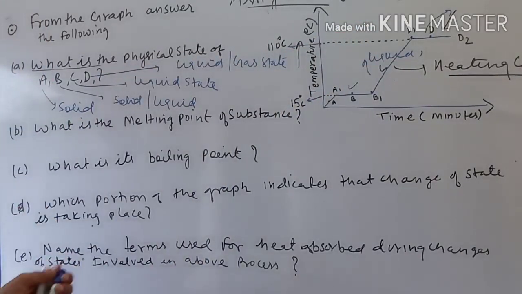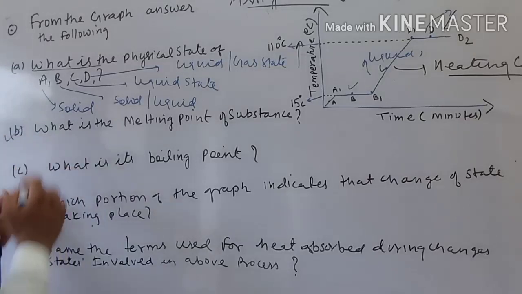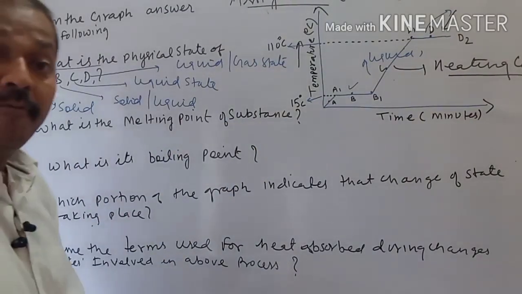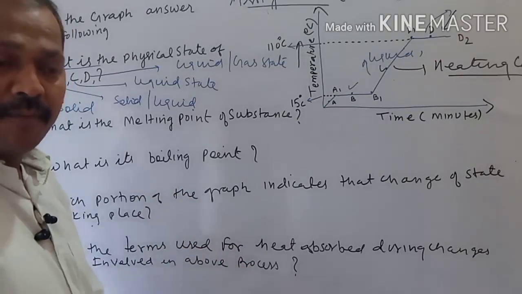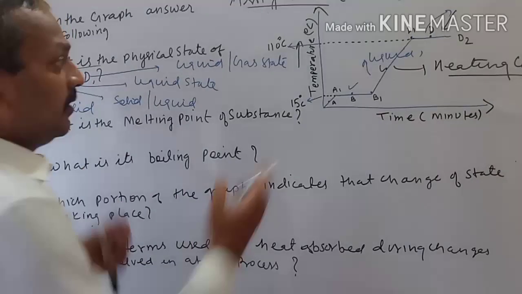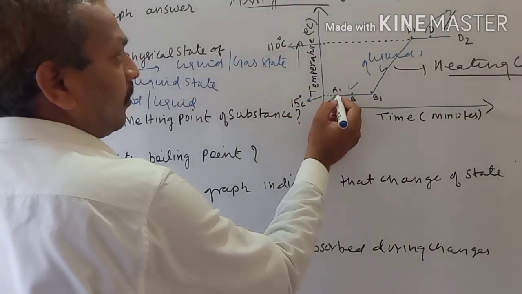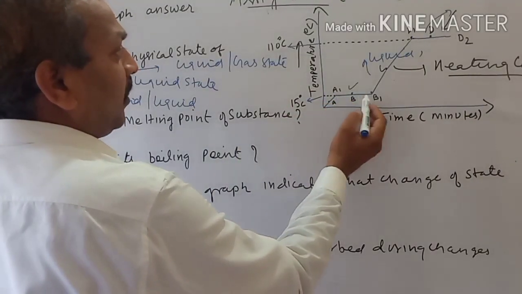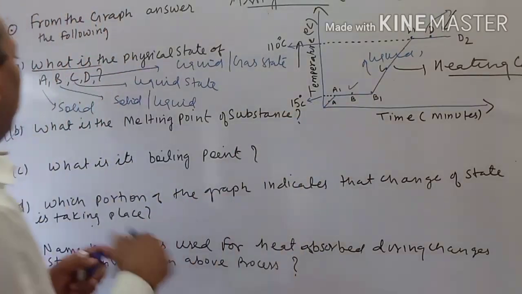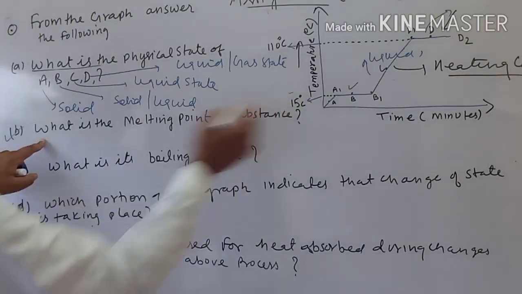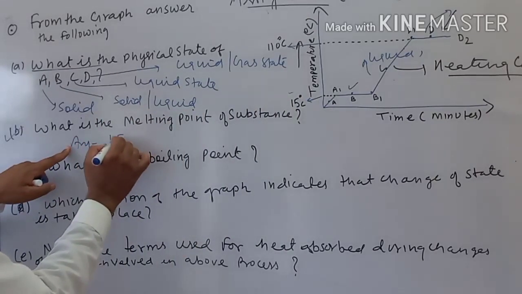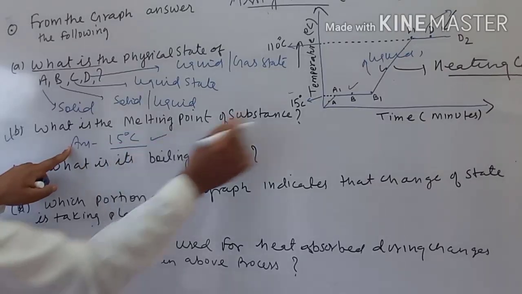Very simple. Now question number 2. What is the melting point of the substance? See in this graph, what is the concept of melting? It means solid converts into liquid. That is this A1 state. So here the temperature is 15 degrees Celsius. So the answer for what is the melting point is 15 degrees Celsius.